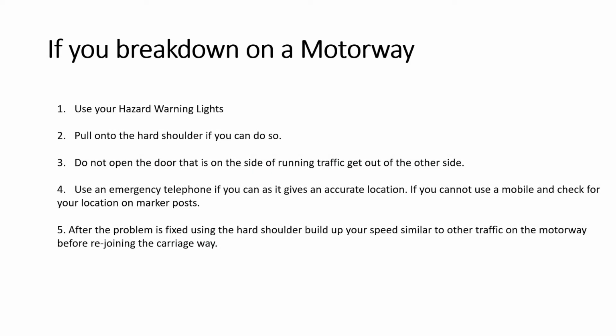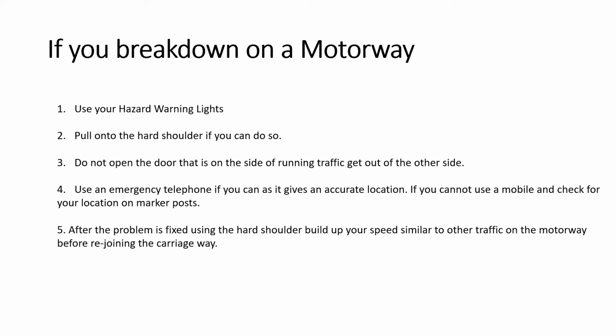Now we're going to look at what you should do if you break down on a motorway. First of all, you should put on your hazard warning lights. This will indicate to other traffic that there's something wrong. Then you should pull onto the hard shoulder if you're able to do so. It's important after you stop to make sure you do not open the door that is on the side of running traffic. Make everyone go out of the other side.